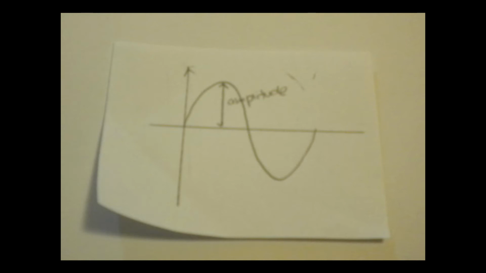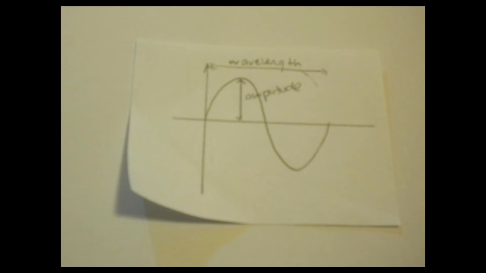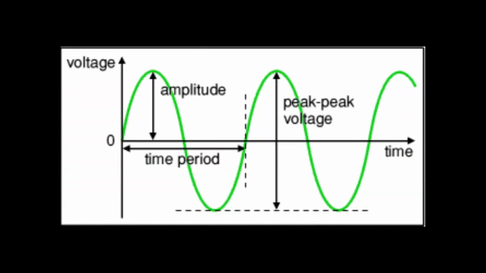Within a wave, it consists of the amplitude, which is the maximum or minimum height the wave reaches, the wavelength, which is the distance of one complete wave, the period, the time taken for one complete wave, and the frequency, the number of complete waves that occurs in 1 second.